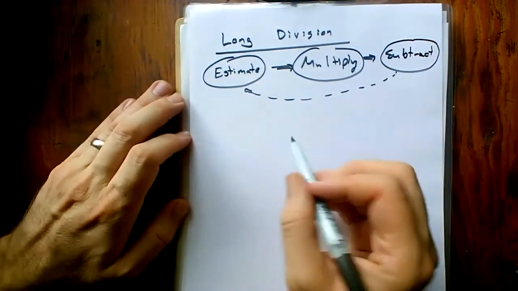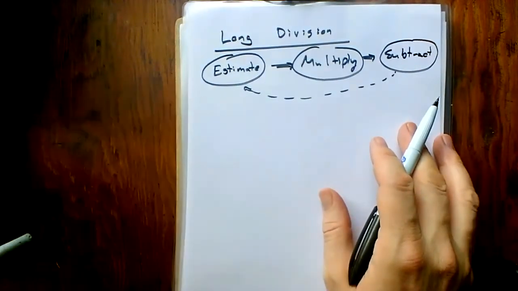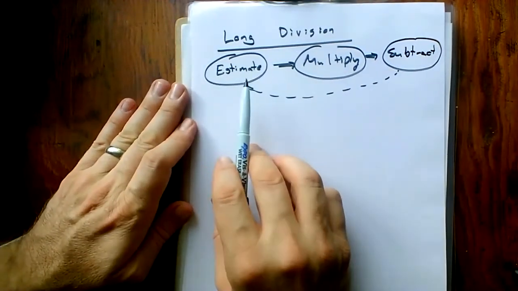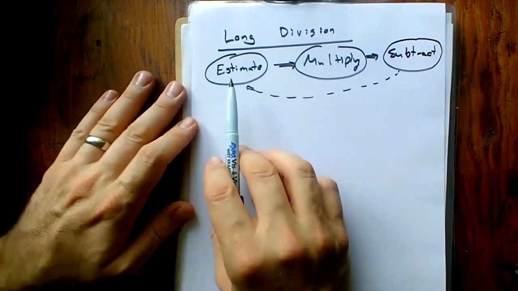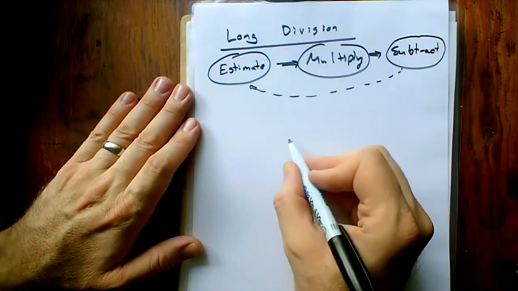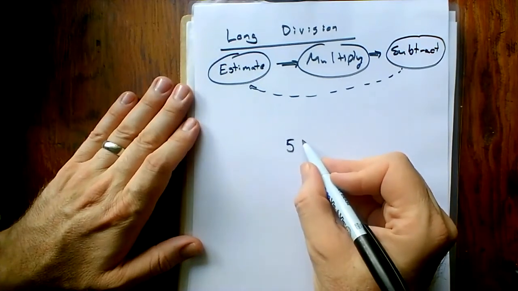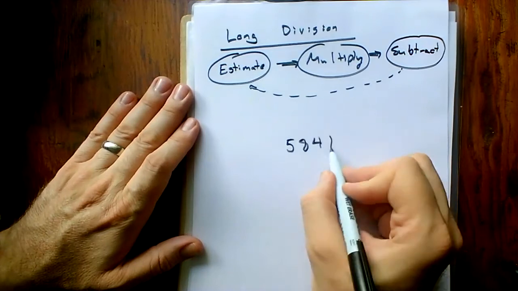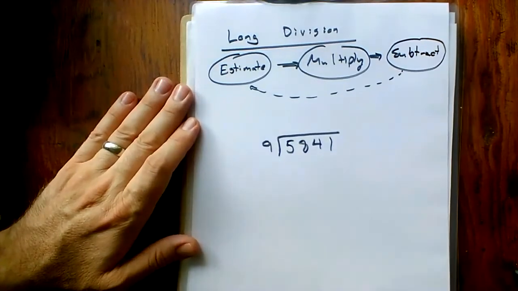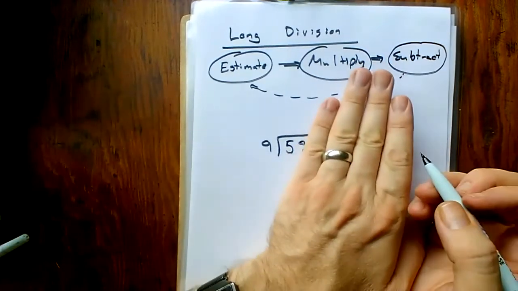A couple notes with this is that each of these things can present some difficulties. So I'm going to show you some places that you can check your work in the middle. Let's say we've got something like 5,841, and I'm going to divide this by 9. What I'm going to do is look at my leftmost digits.